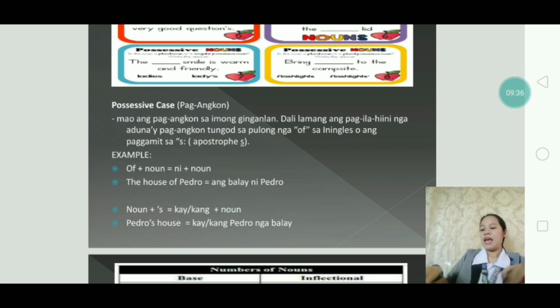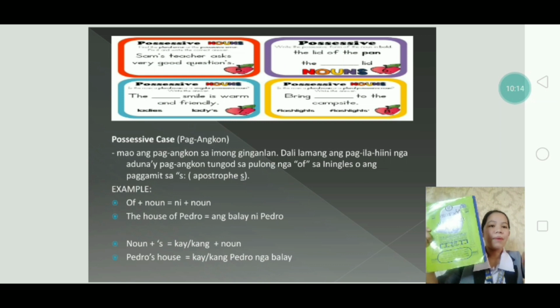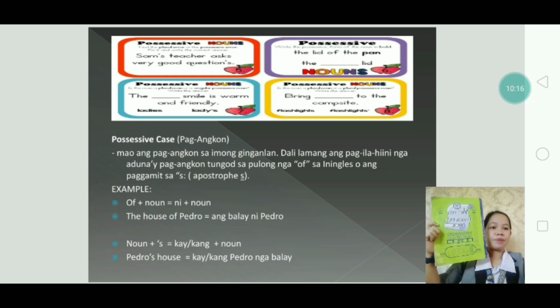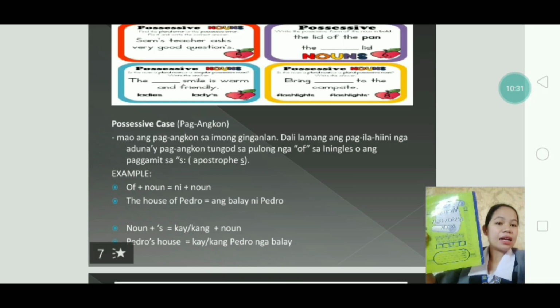Say for example, kani muingon ka og ang class book ni Ma'am Hazel. Mao ni siya. Example number 1. Pag abot na sa example number 2, you will say this, in English, you will say this, Ma'am Hazel's class book. Now, in Bisaya, you will say this, kang Ma'am Hazel na class book. Kang Ma'am Hazel nga class book.